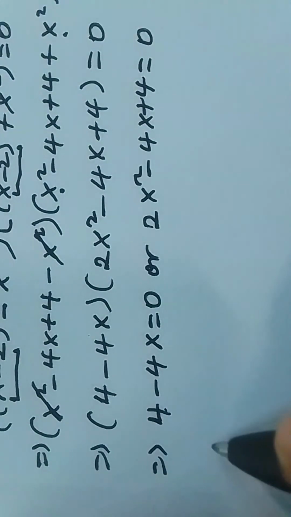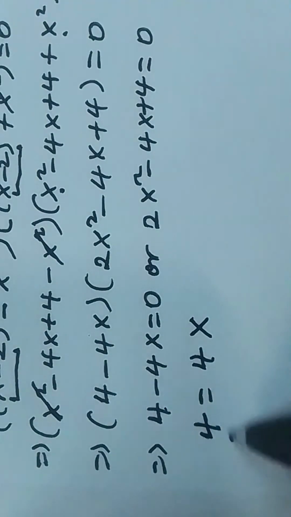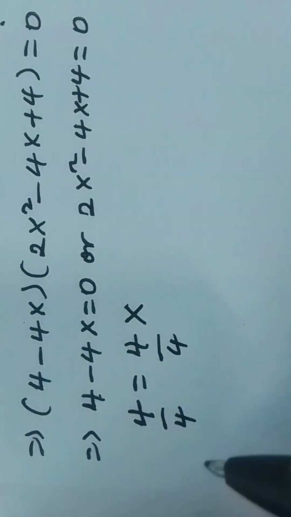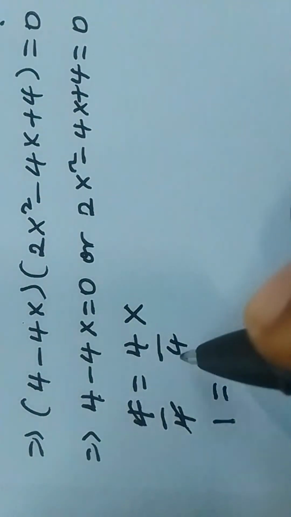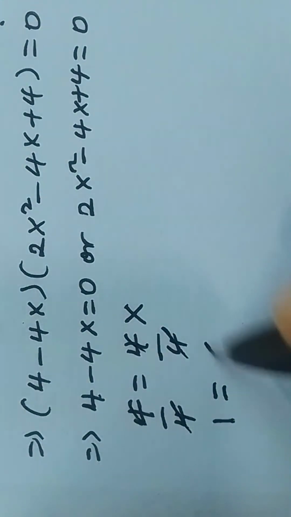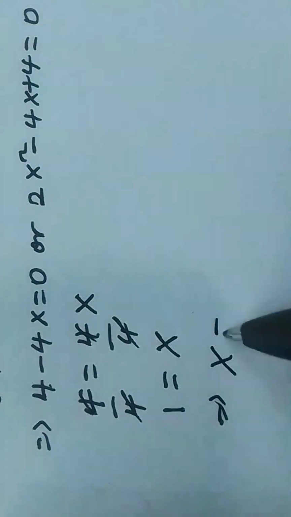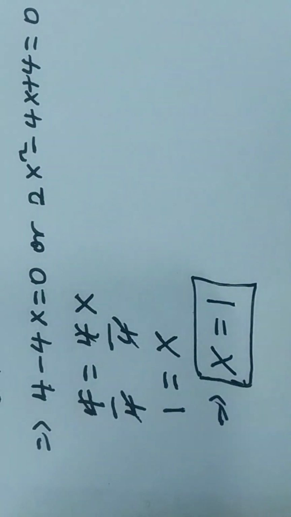From this line, 4 is equal to 4x. Dividing both sides by 4, 4 cancels 4. So we have 1 equal to, 4 also cancel each other here, we are left with x. So x is equal to 1. This is the real solution. x is equal to 1.